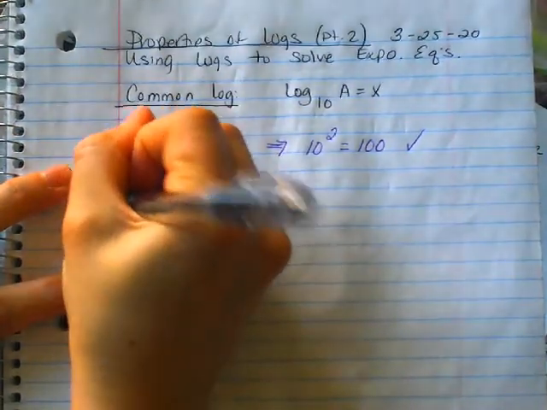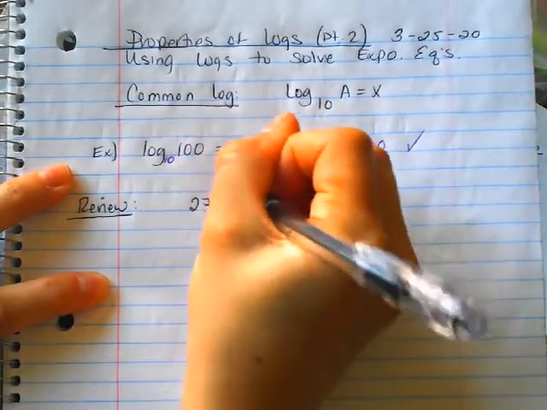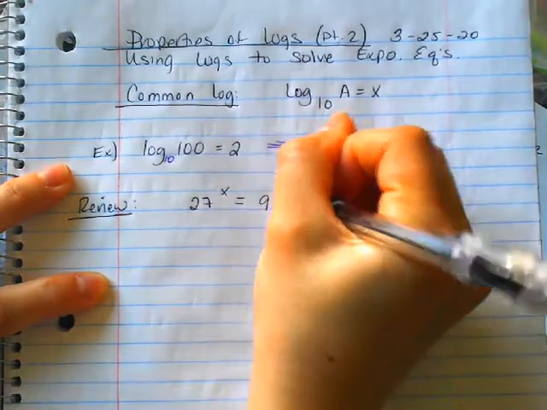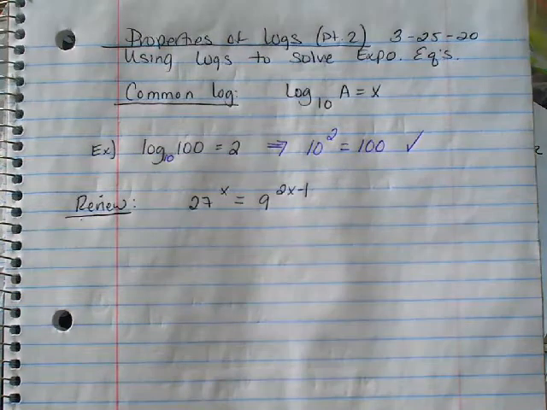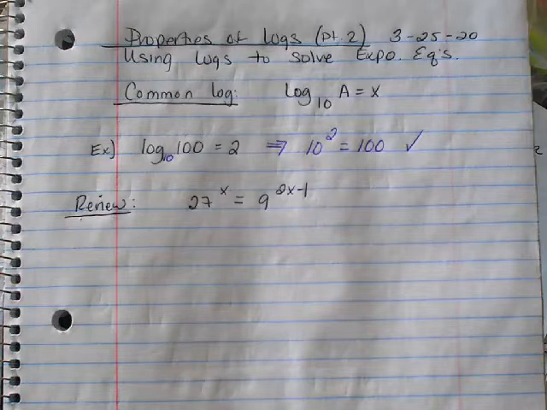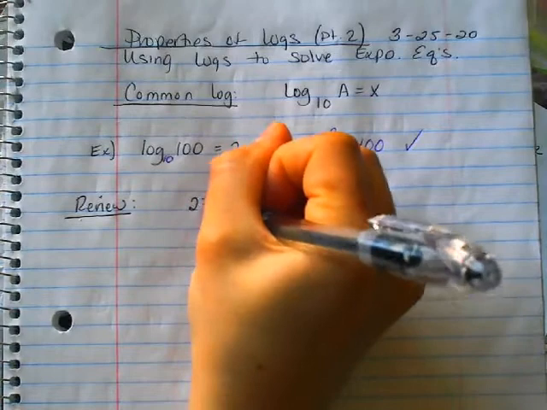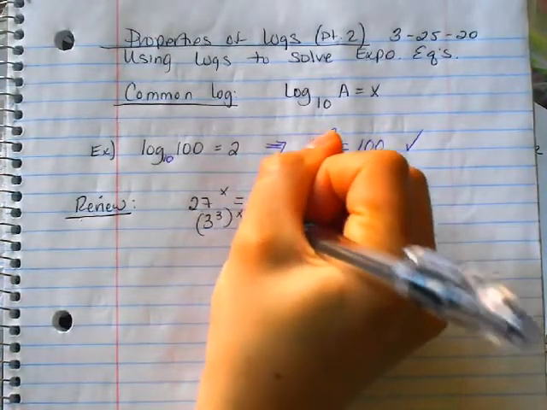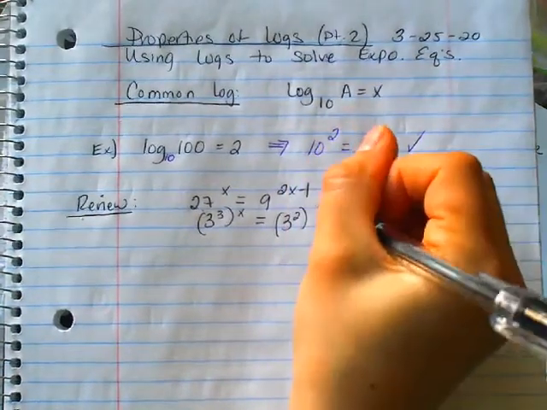So just to review a little bit, when we first were introduced to exponential equations, 27 to the x equals 9 to the 2x minus 1, we know that in order to solve for x, in order to set these exponents equal to each other, we would have to first start by rewriting our equations so that they have the same base. So I asked myself, 27 and 9, can they be rewritten with the same base? And they can. 3 cubed is 27, so I can substitute 27 for 3 cubed on the left. And 3 squared is 9, so I can substitute 9 for 3 squared on the right.